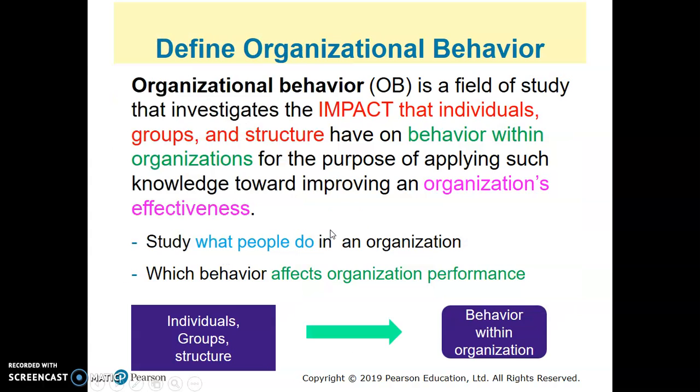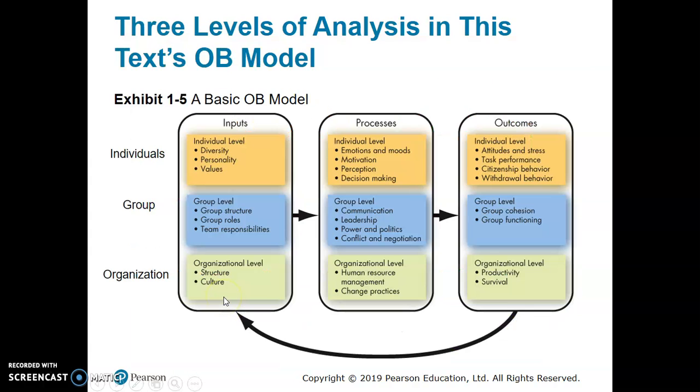Elaborating more on these slides, the textbook has this kind of explanation. The textbook mentions three elements: input, process, and outcome. Input consists of individual, group, and organization. When we talk about the individual level, our focus when we talk about organizational behavior includes diversity of the employees. Diversity can be in terms of religion, gender, background, race, personality, and so on.